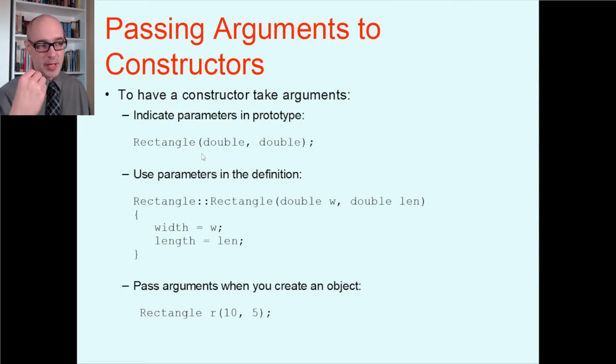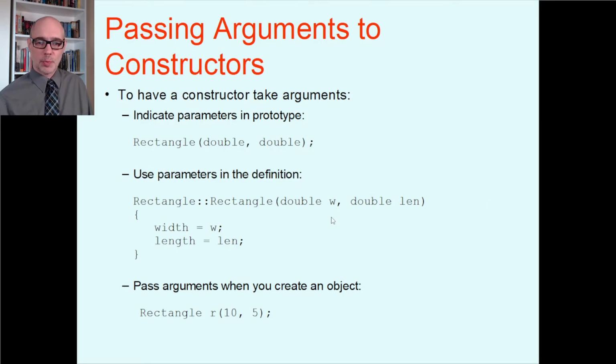Remember that the names of the parameters are optional in the prototype, so we're in the habit of just indicating the types there. That would go in the header file, of course, for the prototype. Then when this constructor is implemented over in Rectangle.cpp, of course, you have to give the parameters names. And of course, the full name is, again, Rectangle::Rectangle. It's in the Rectangle class, and this function is called Rectangle as well.